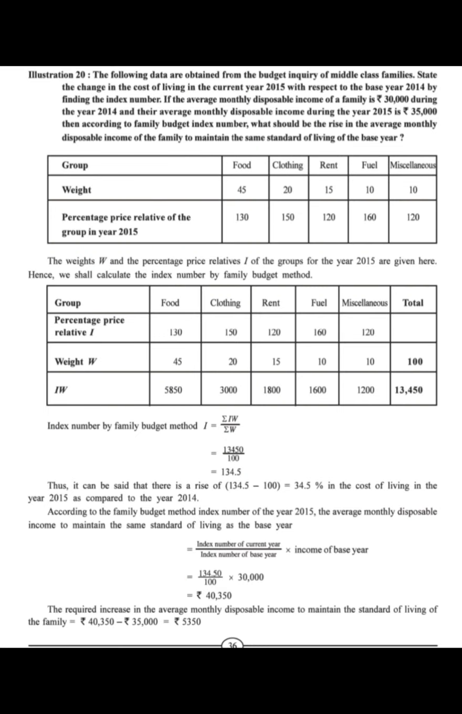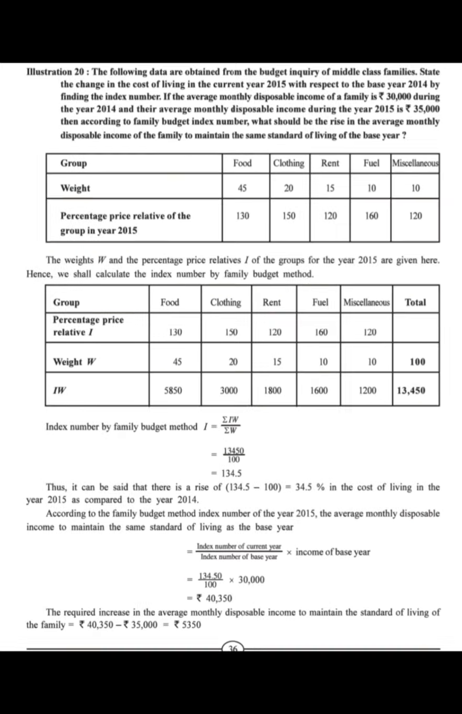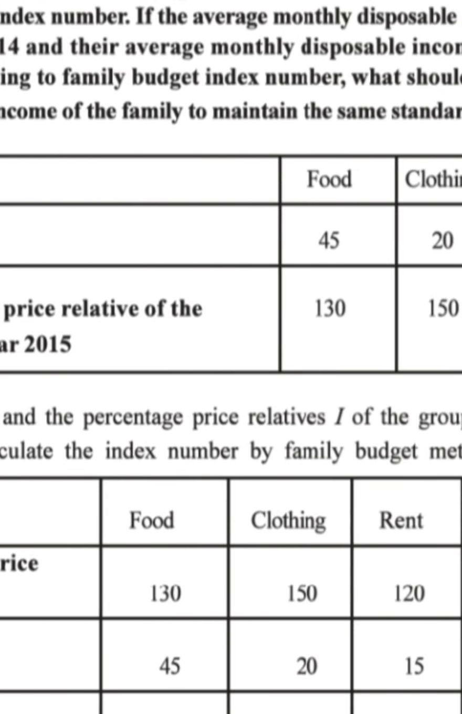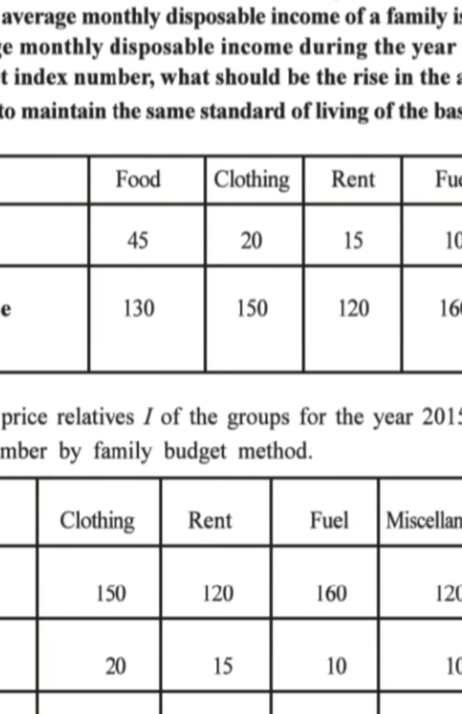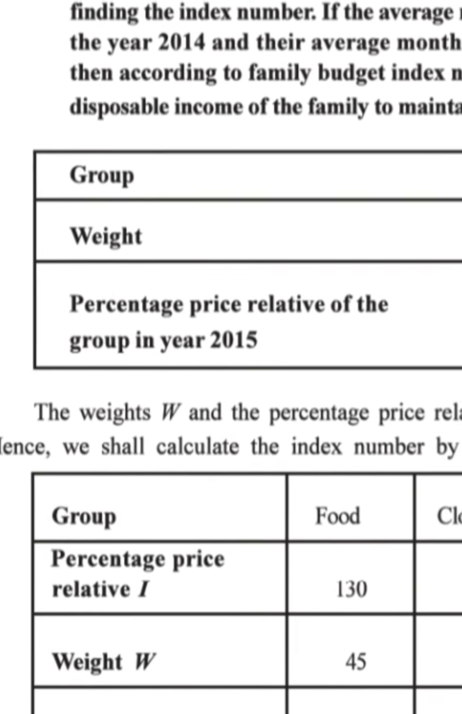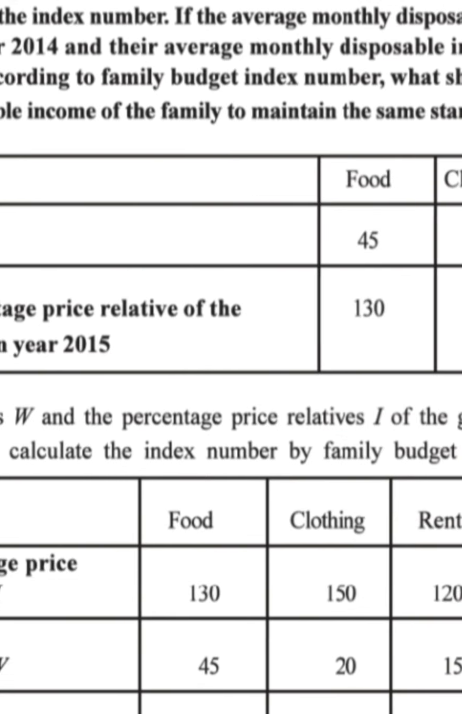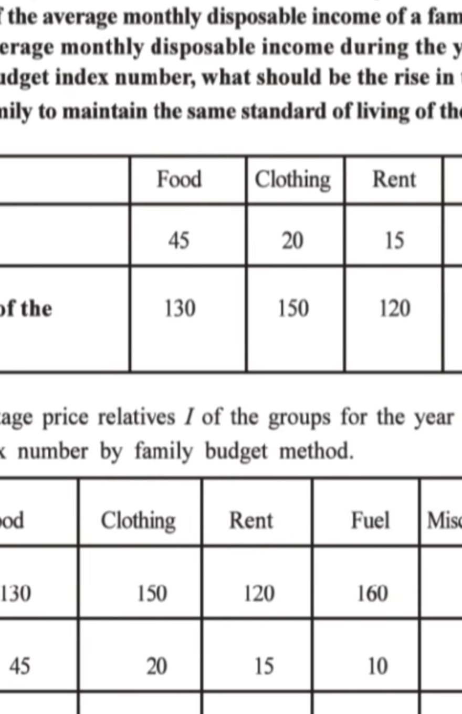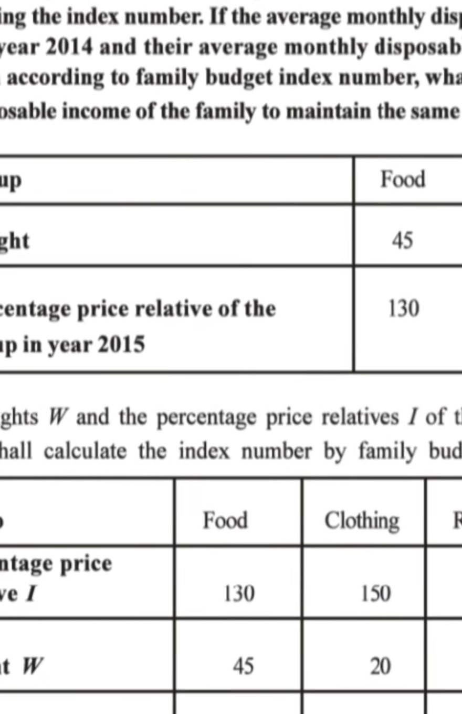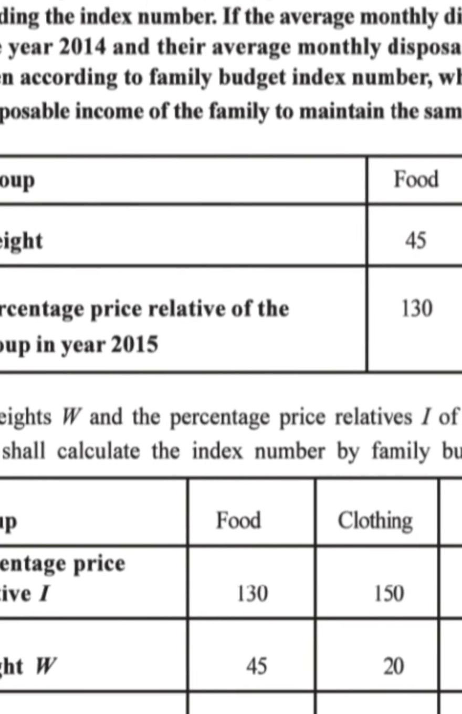Okay, here is our 20th sum. What is given over here in the 20th sum? The following data are obtained from the budget inquiry of middle class families. State the change in the cost of living in the current year 2015 with respect to the base year 2014 by finding the index number.